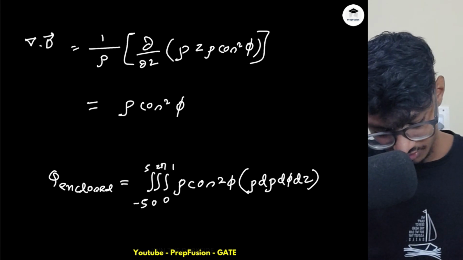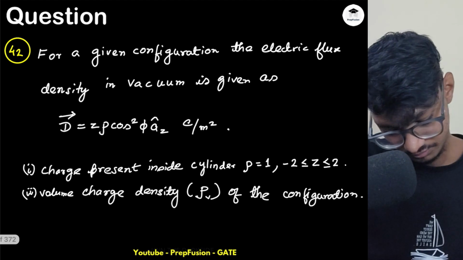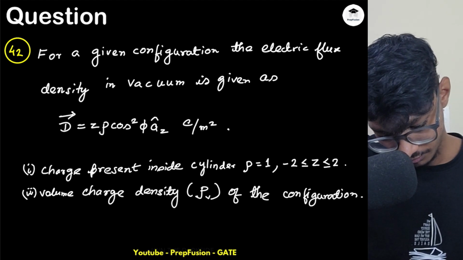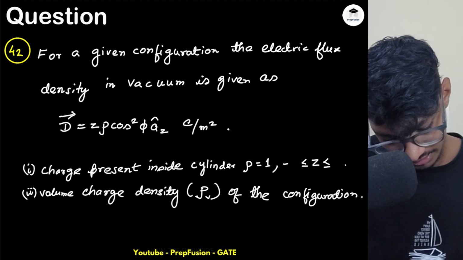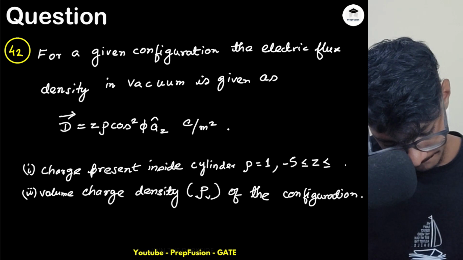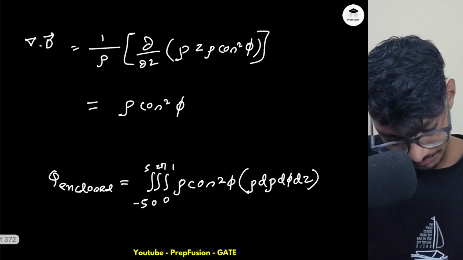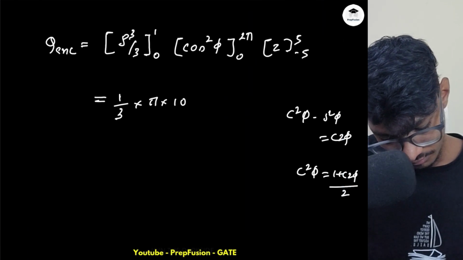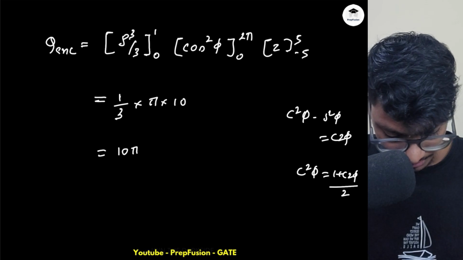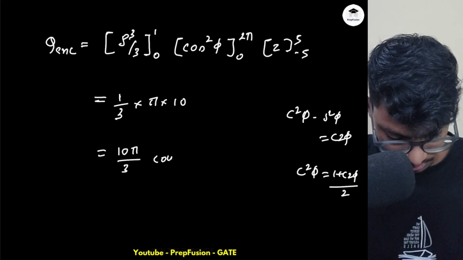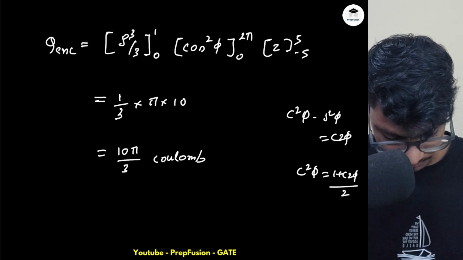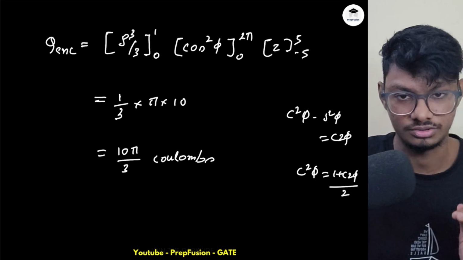We can do it for minus 5 to plus 5 as well. Doesn't matter, right? Okay, so this will come out to be 10 pi by 3 coulombs. This will be the answer to this question. This is a very, very good question.